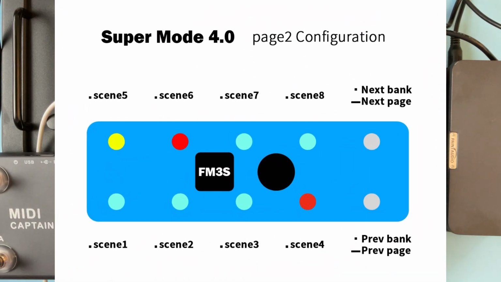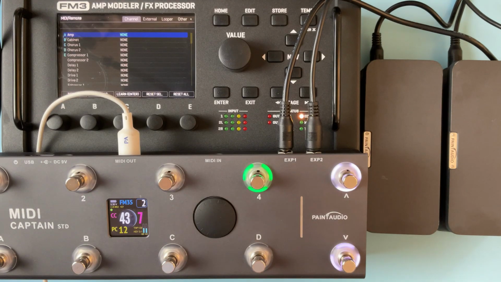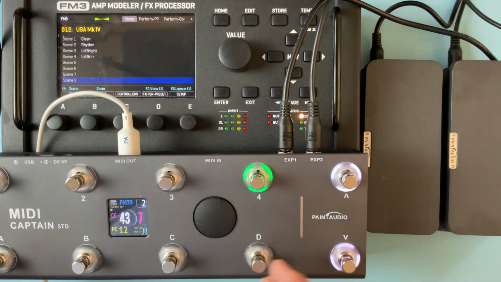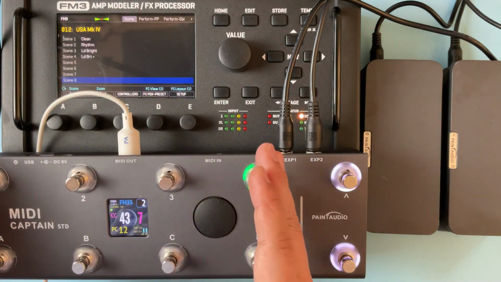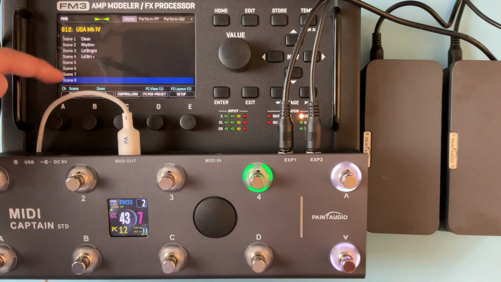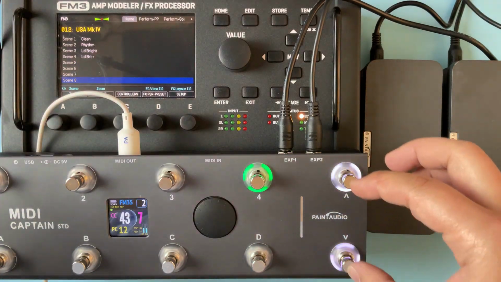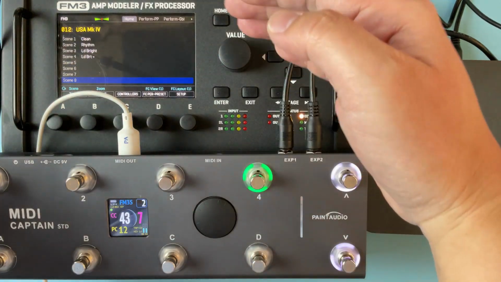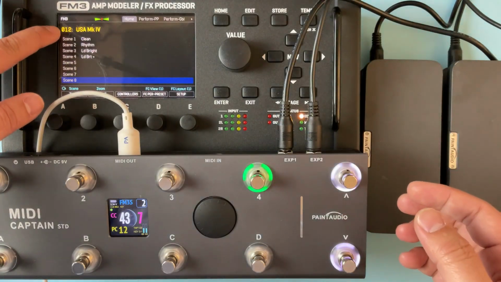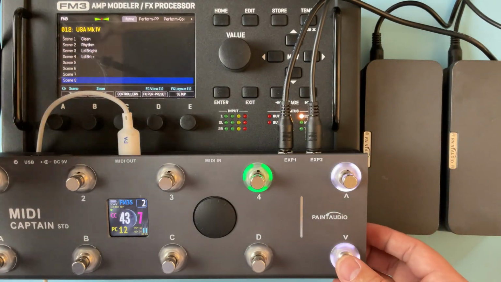Okay, now let's get to page 2. This is for FM3, and it's for sync control, so FM3S. It's quite simple. These 8 buttons are used for the sync control, and these 2 are used for the presets increase and decrease. So for example, now it's 12, let's go to 11.